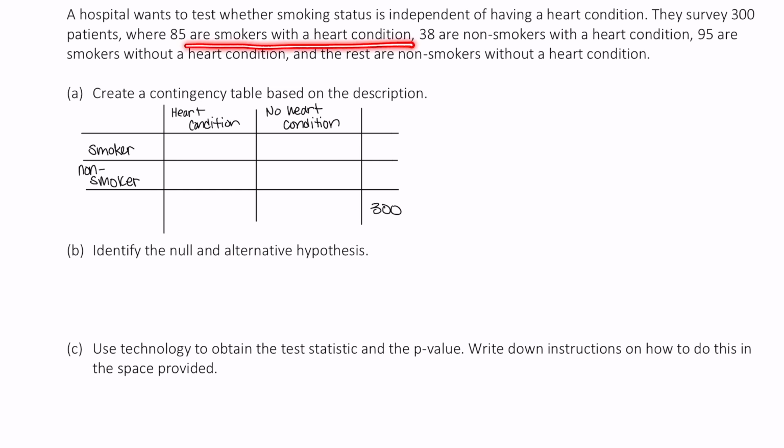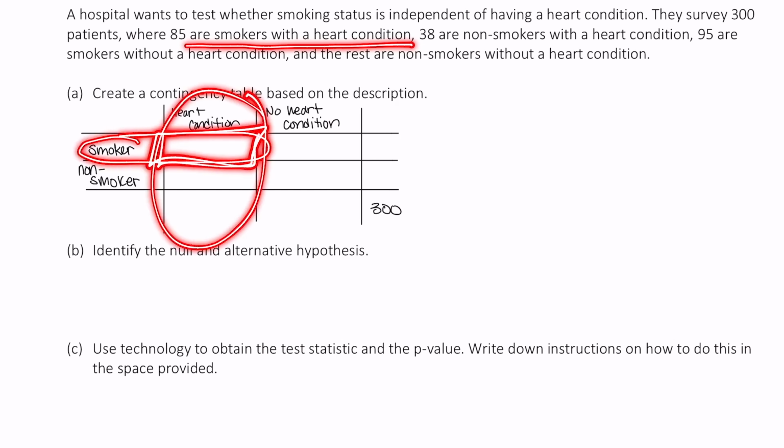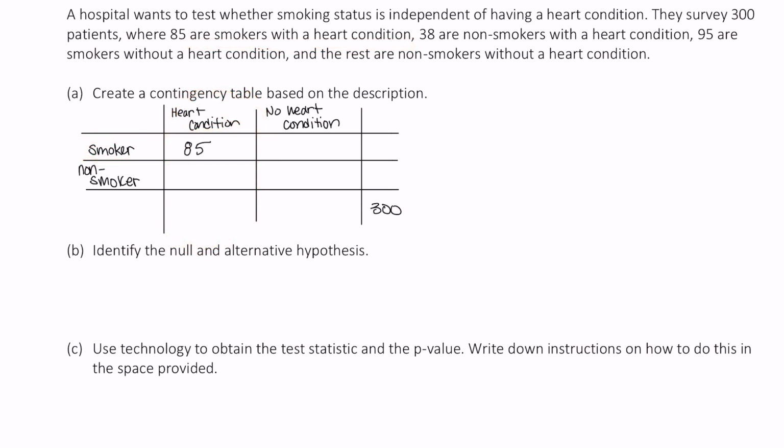85 of these are smokers with a heart condition, so this is the smoker row, heart condition column. 85 goes right here. Now 38 are non-smokers with the heart condition. So 38 is here. 95 are smokers without the heart condition, and the rest are non-smokers without the heart condition. Now we can just use arithmetic to figure this out. Add these up and subtract them from 300. We end up with just 82 here.